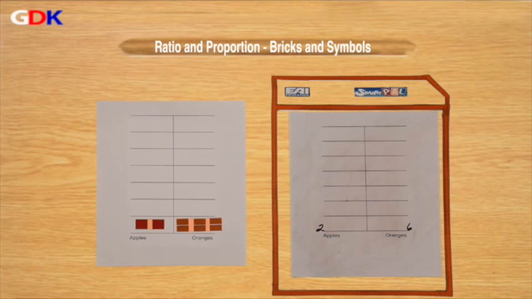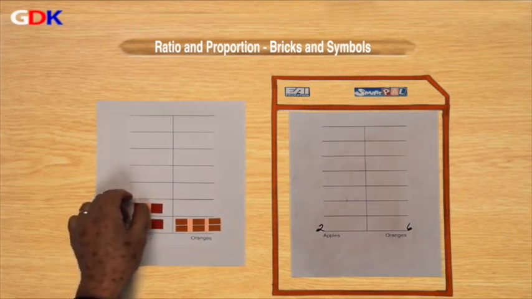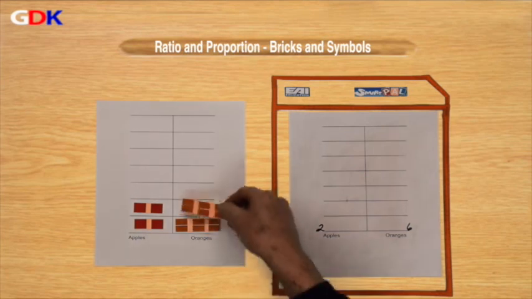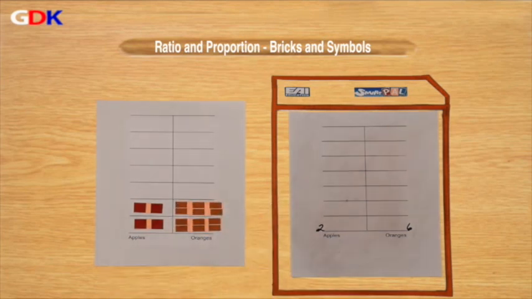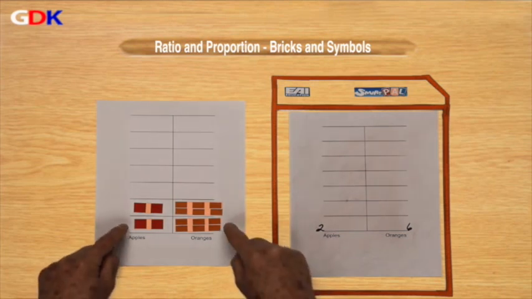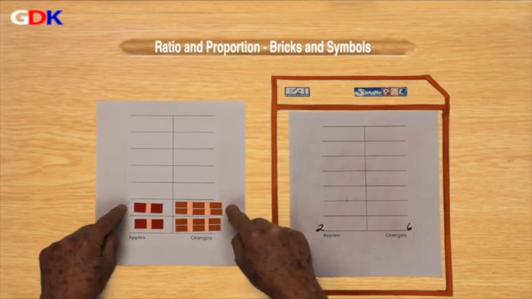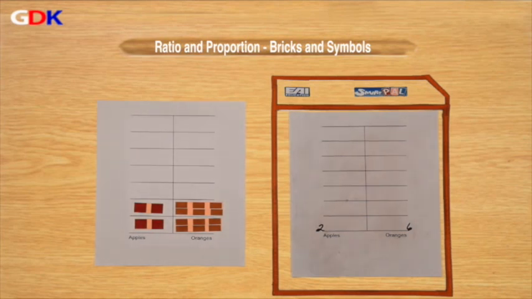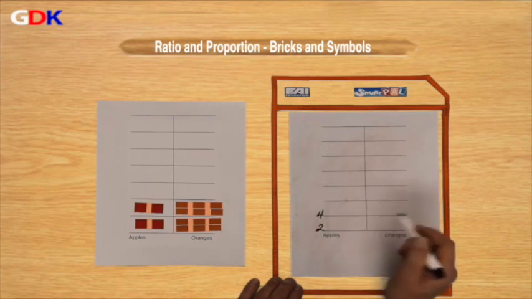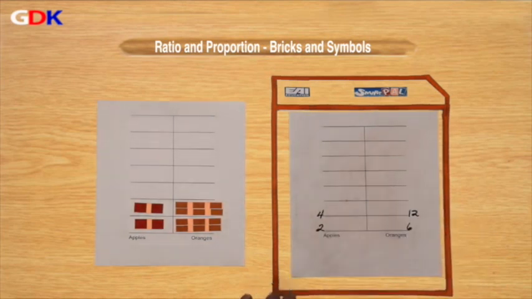Let's do that again. We're going to take another set of 2 apples and another set of 6 oranges. So now we have 2 sets of 2 apples and 6 oranges. We have a set of 2 apples and 6 oranges here. We have a set of 2 apples and 6 oranges here. But there's another way of looking at this. Here we have a total of 4 apples. Here we have a total of 12 oranges. And what we're going to do on our SmartPal is record the totals. So we're going to have 4 apples and 12 oranges.